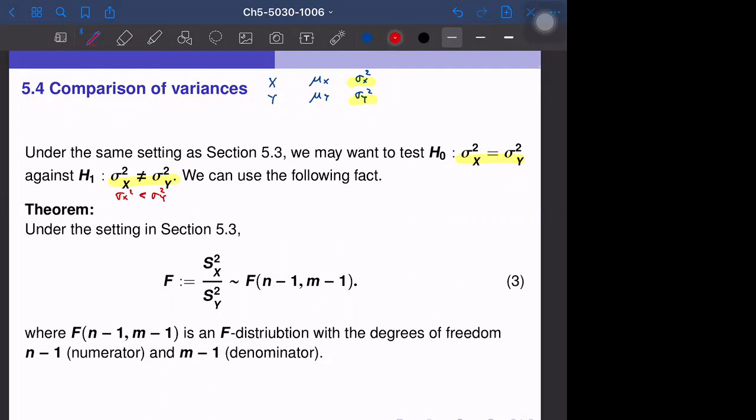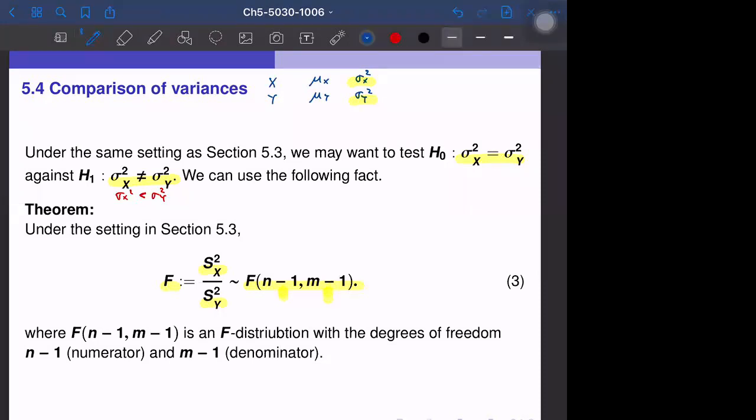And the test statistic is this F. So in testing, usually we construct a test statistic, then we calculate the p-value, then we decide whether or not we reject H0. And the F statistic is the sample variance of X divided by the sample variance of Y. And this follows the F distribution with degrees of freedom n-1, m-1. So n-1 is the numerator degrees of freedom, and m-1 is the denominator degrees of freedom.